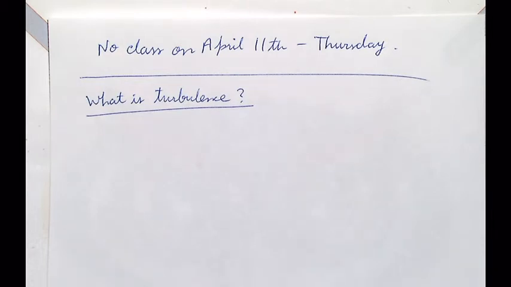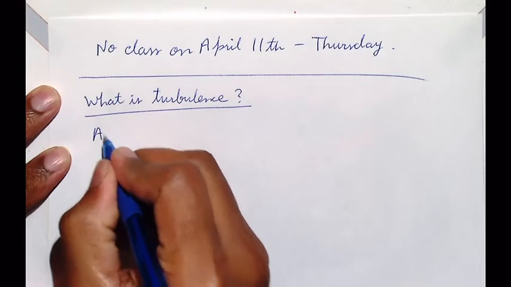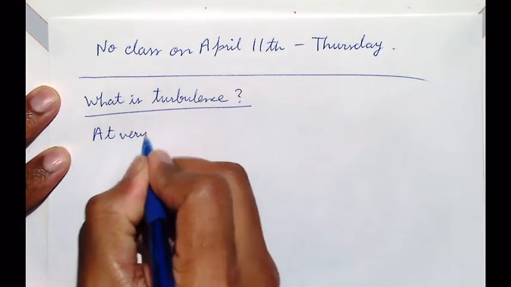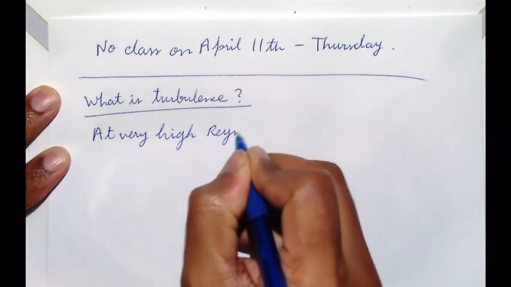But in fluid mechanics, this has a very specific meaning, and we'll talk about how it all started and where it all has been going. There has been no end yet. I don't know if there will be. Okay, so turbulence happens at very high Reynolds numbers.